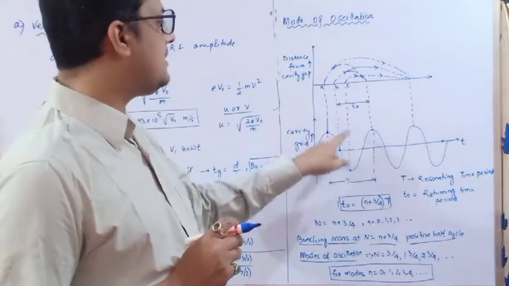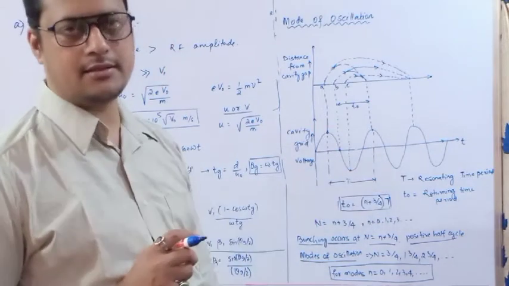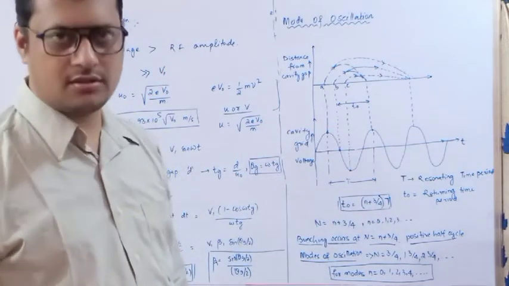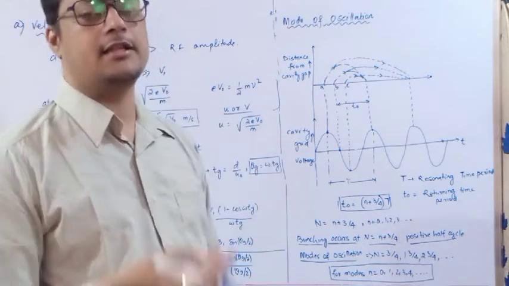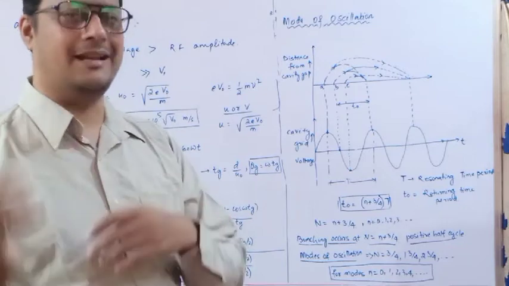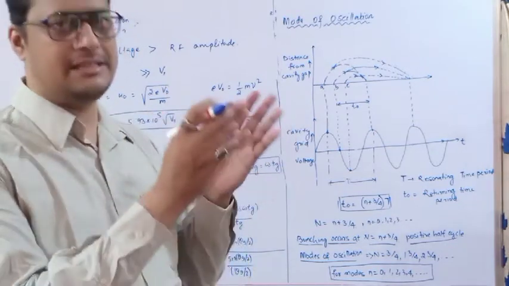Now what is the relationship between T naught and capital T? This relation we have already discussed. It indicates the number of modes, and if the number of modes increases, the RF output power is going to be less. So maximum power is available when the number of modes is less.